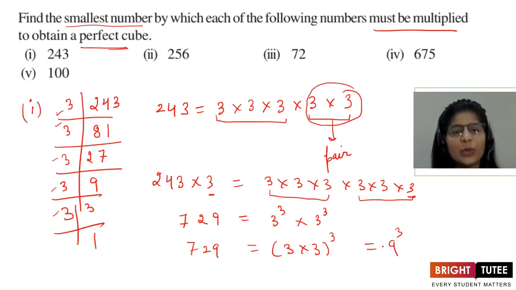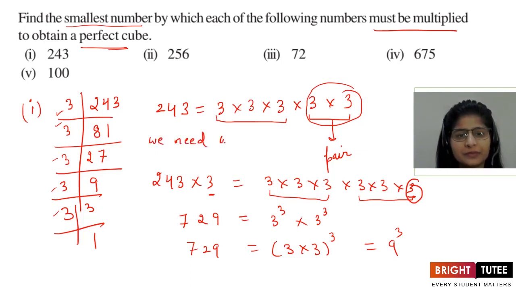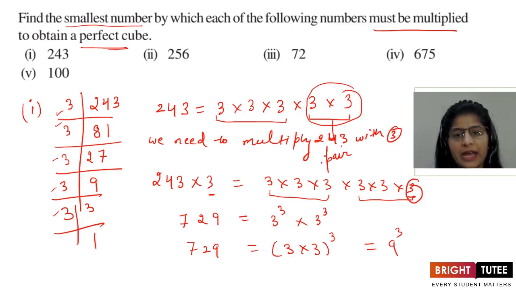Then we had to find the smallest number that we can multiply with it. So what is the smallest number? It is 3. We need to multiply 243 with 3, right? After multiplying with 3, it has become a perfect cube, that is 729, and it's a cube of 9. Done. Let's go to another question.